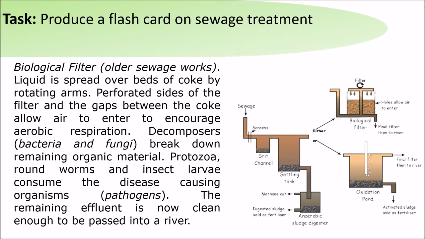The liquid is spread over beds of coke by rotating arms. Perforated sides of the filter and the gaps between the coke allow air to enter and encourage aerobic respiration by bacteria. So the decomposers break down the remaining organic matter. Protozoa, roundworms and insect larvae consume the disease-causing organisms, so the pathogens in them. So now the remaining effluent is clean enough to be passed back into rivers.